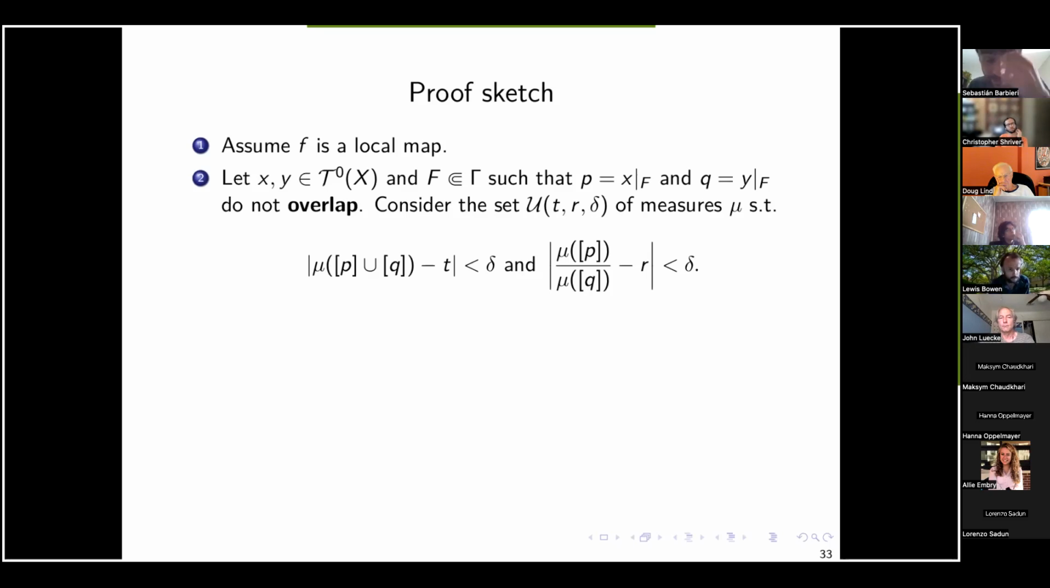These x and y live in the étale asymptotic relation, so for big enough F, these guys are exchangeable, and I am going to suppose that they do not overlap. What does that mean? That I cannot see them on a configuration on the full shift overlapping somewhere. It's not exactly that. It's a slightly weaker condition, but it's really technical.